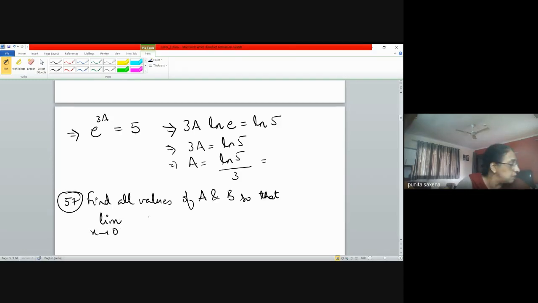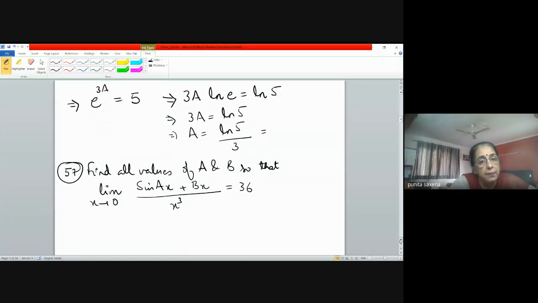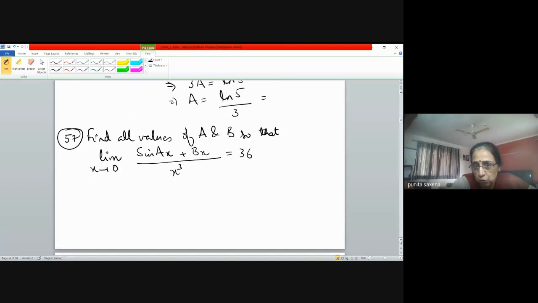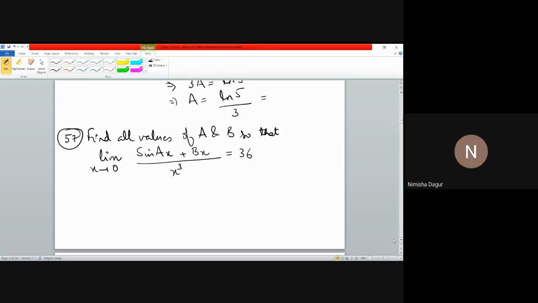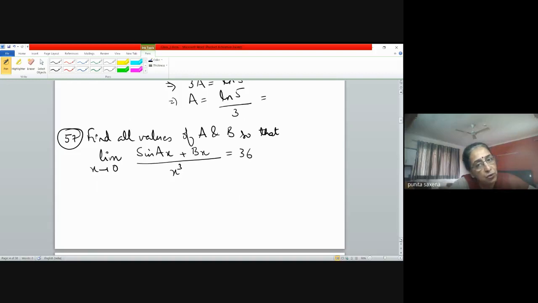x tending to 0 of sine ax plus bx upon x cube is equal to 36. Okay. Now see again, we have two unknown constants. Okay. If we have two constants, then how many equations do we need to find their values? Two. Yeah, we need two equations to solve them and we get the values of two unknown constants.